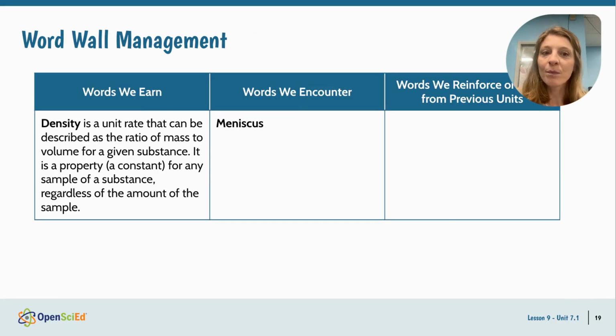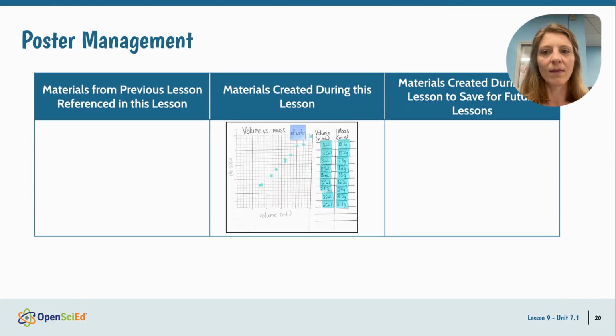Word wall management. Your students are going to add a bigger definition of what density really means, and you're going to want to get that on the word wall as well. You're going to have them talk about the ratio of mass to volume, and that it's a property, and that will be happening for any sample of any substance. A word that you will encounter is meniscus, but you don't have to get that on the word wall.